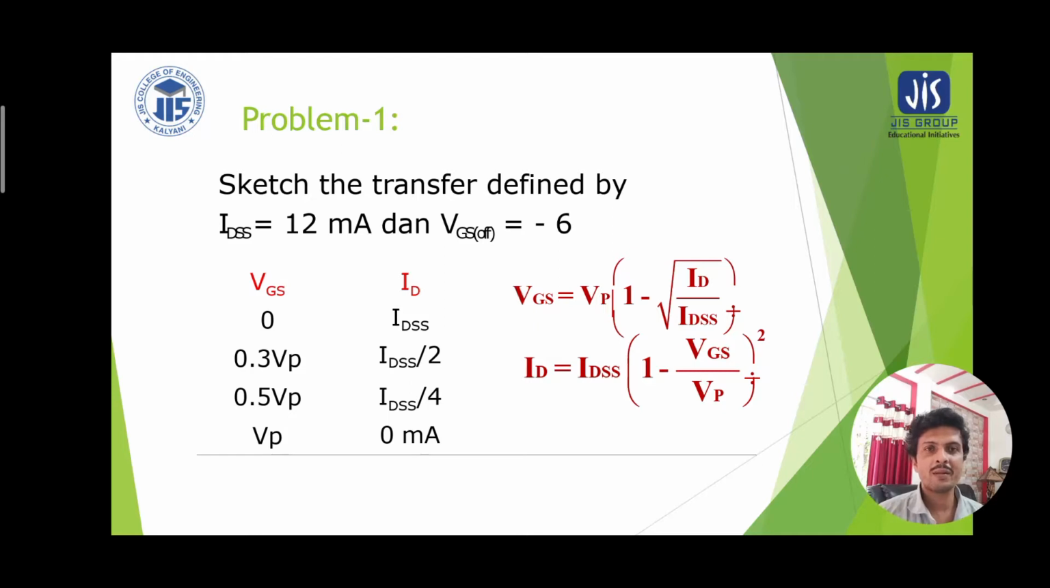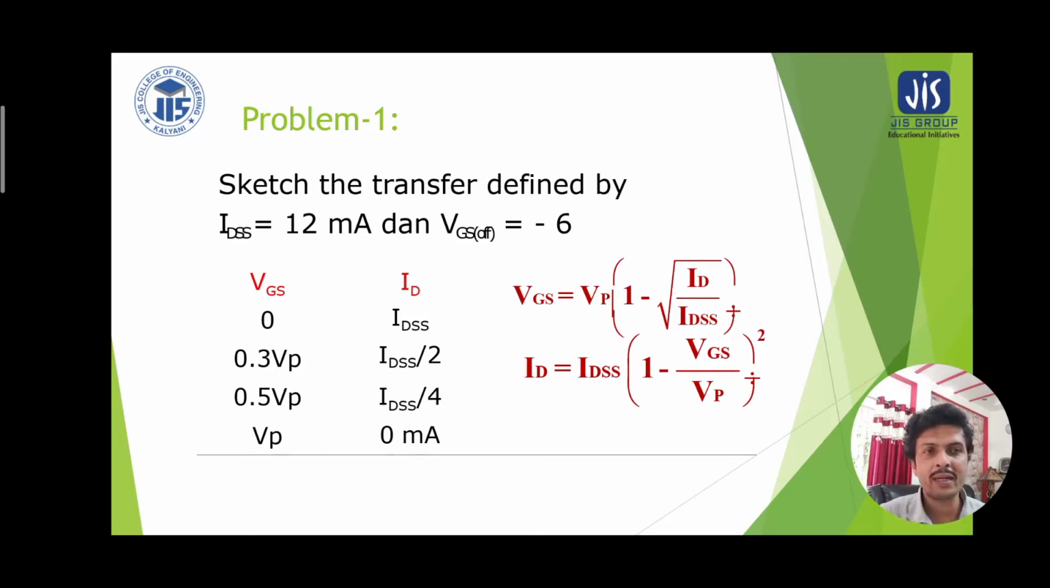Now the table given on the left hand side is VGS equal to 0, ID is equal to IDSS, that is obvious. For VGS equal to 0.3 VP, that means 30% of the pinch off voltage, gives us half of the peak value of the drain to source saturation current. The quarter value can be obtained if we apply 50% pinch off voltage to the gate to source terminal, and if we apply the exact pinch off voltage, then the drain current is equal to 0 milliampere. So VGS equal to VP stands for the threshold voltage.